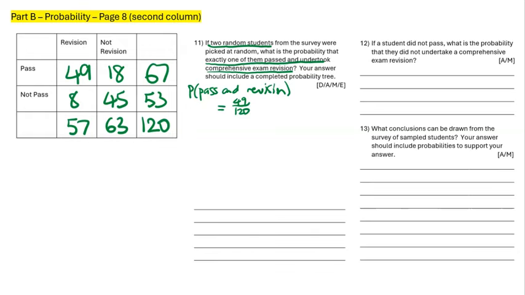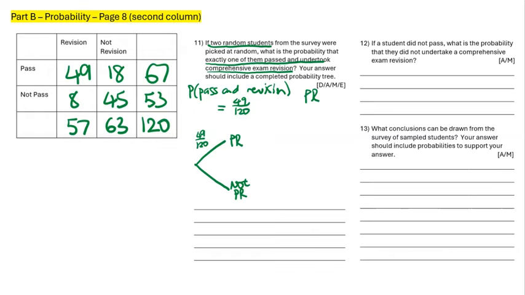I'm going to call this PR now. So we'll call that PR. So the first part of my tree is going to relate to the first person I pulled up from the survey. They are either a person with pass and revision, or they are not pass and revision. And then we're going to write the probability. So the probability of this branch here was 49 out of 120.